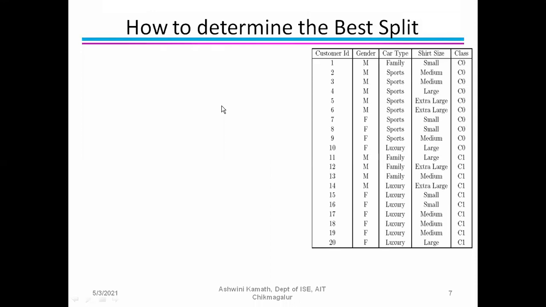Here we have an example. Customer ID is one attribute, gender is another attribute, car type is one attribute, then shirt size is another attribute. Here we have 2 classes in the classification class, that is C0 and C1. For customer ID, we have the values from 1 to 20. Gender can be male or female. Car type can be family, sports, or luxury. Shirt size can be small, medium, large, or extra large. So these are the values we have.